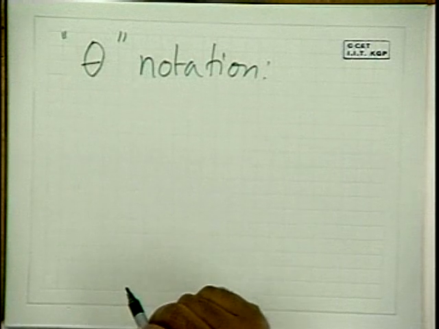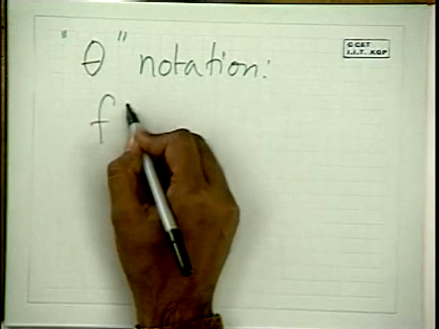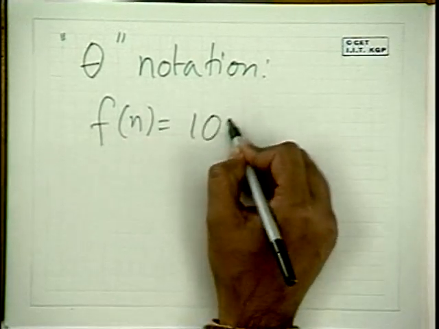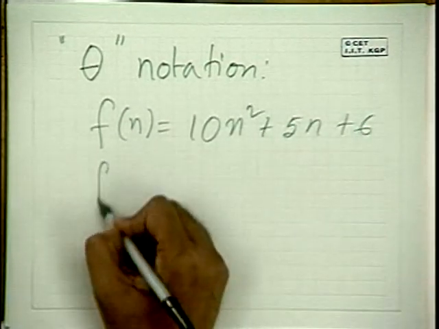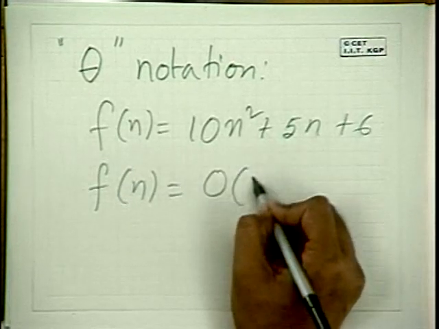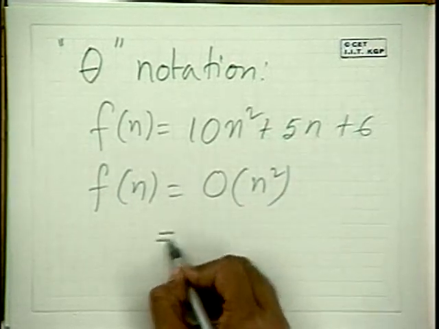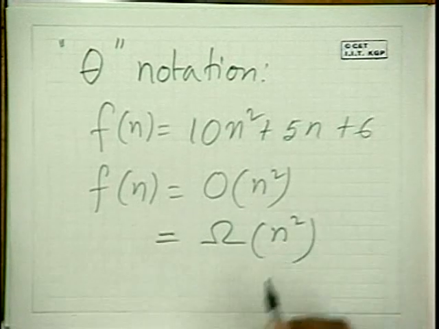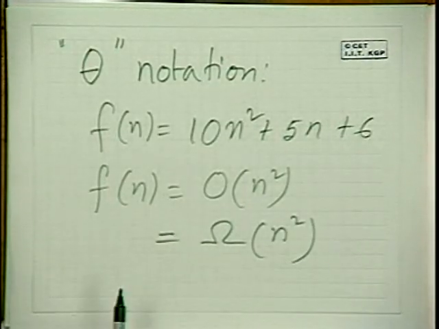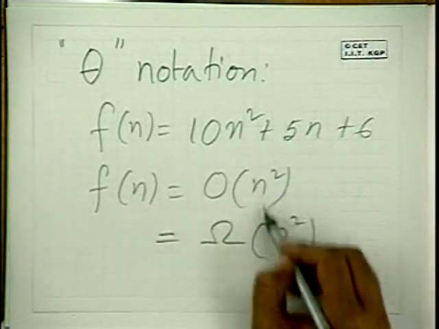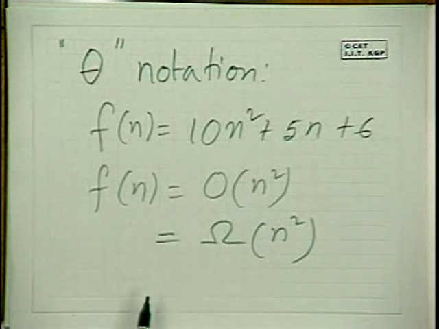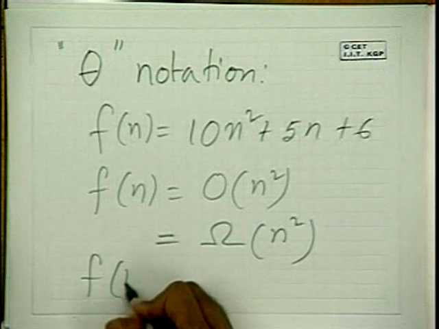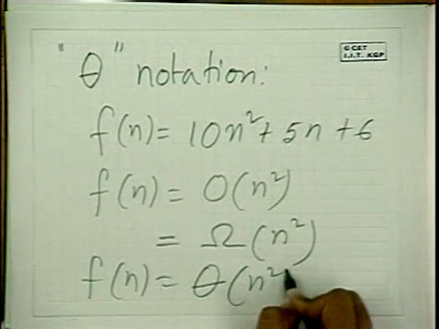What is theta notation? Let's take this f(n) again. It was 10n square plus 5n plus 6. I already proved f(n) is of the order of n square. I also showed this is omega of n square. Right? If both these cases g(n) are the same, it is of the order of g(n), it is also omega of g(n). So in that case you say f(n) is theta of n square.